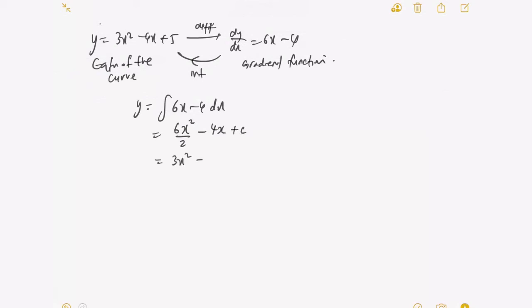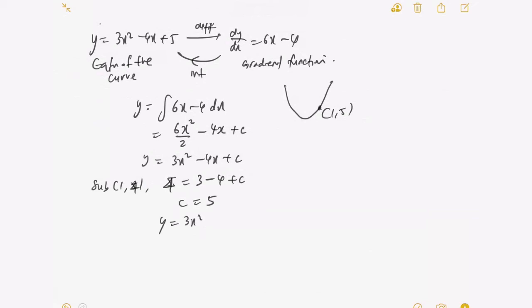Now the thing is, we do not know what the value of c is. So most of the time they'll give you a coordinate. Let's say they say this curve passes through the point, let's say, 1, 4, just to make sure that this is the same as the question above. So when I sub in the coordinate 1, 4, my y is now 4. So this is 3 minus 4 plus c. My c is now 5.